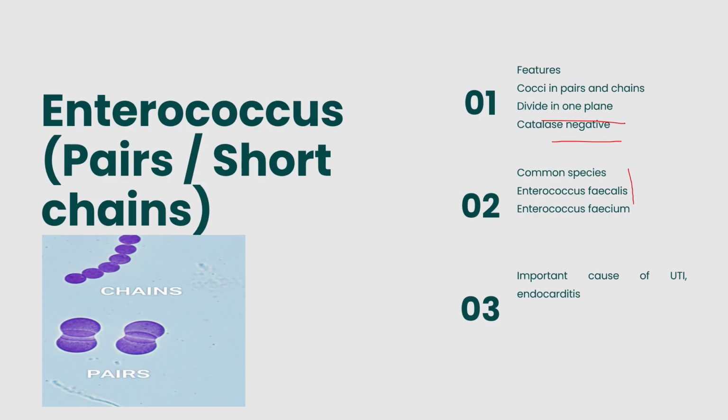Common species in this category are Enterococcus faecalis and Enterococcus faecium. These are the two most important species that cause human infections. What kind of infections can they cause? They can cause urinary tract infections, endocarditis, and some abdominal infections also.